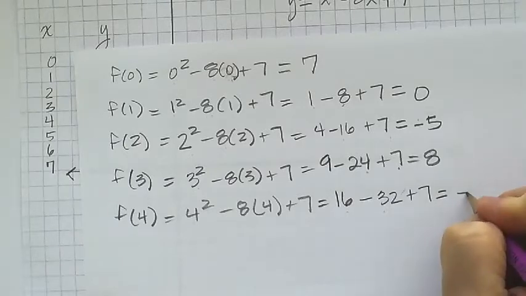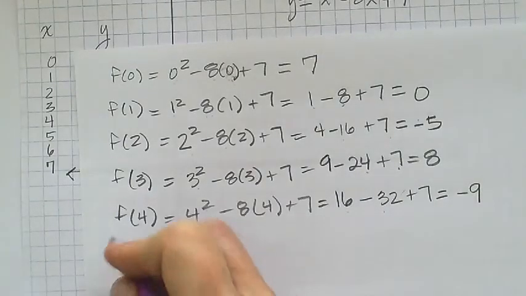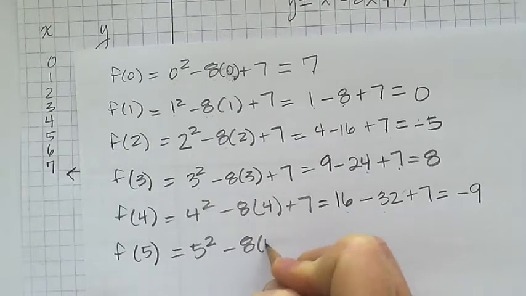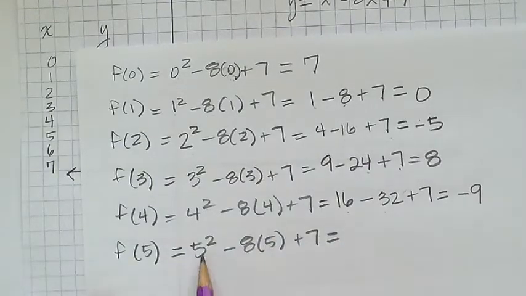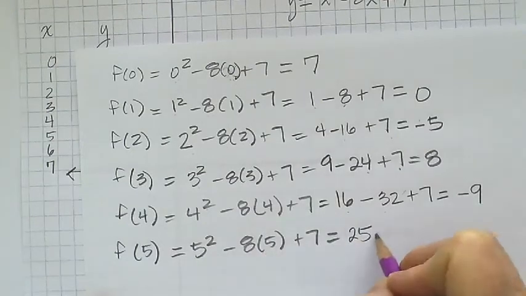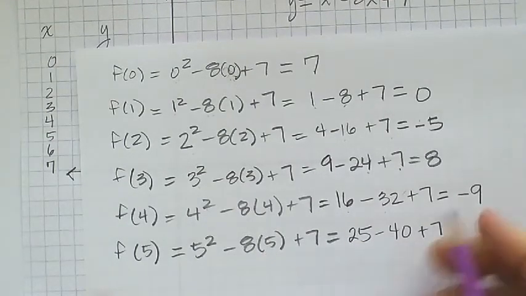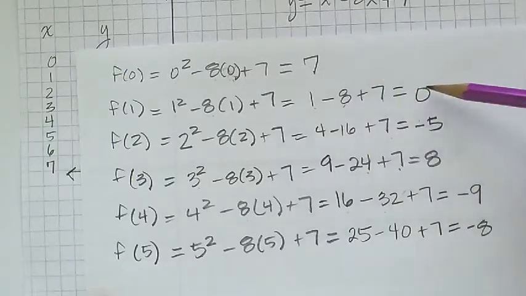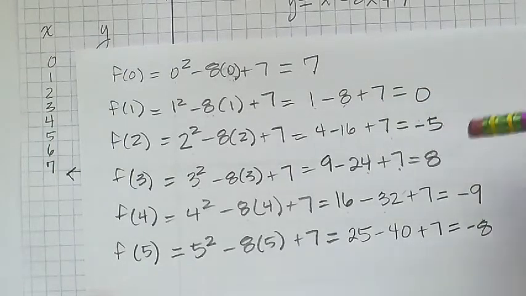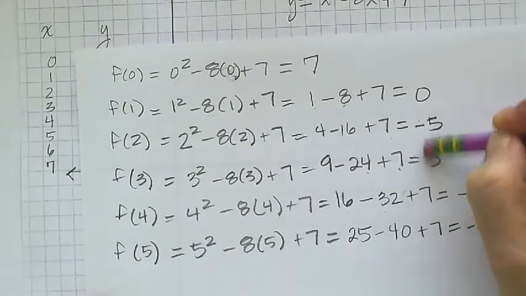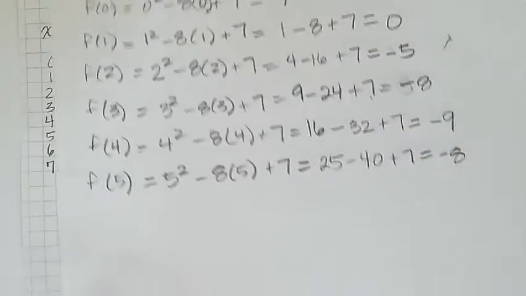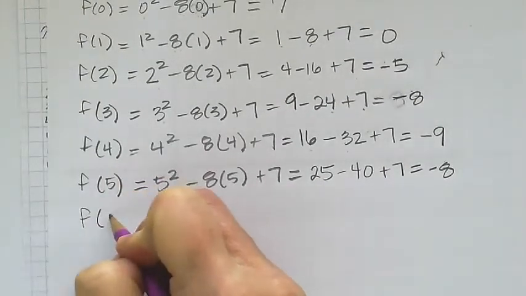plus 7 would be negative 9. Five squared is 25, minus 40, plus 7. So negative 15 plus 7 would be negative 8. So if your note went from 7 to 0 to negative 5, oh wait, I think this is supposed to be negative 8. I forgot to put the negative. To negative 9. Now it goes back up to negative 8. So that should be something that we notice.